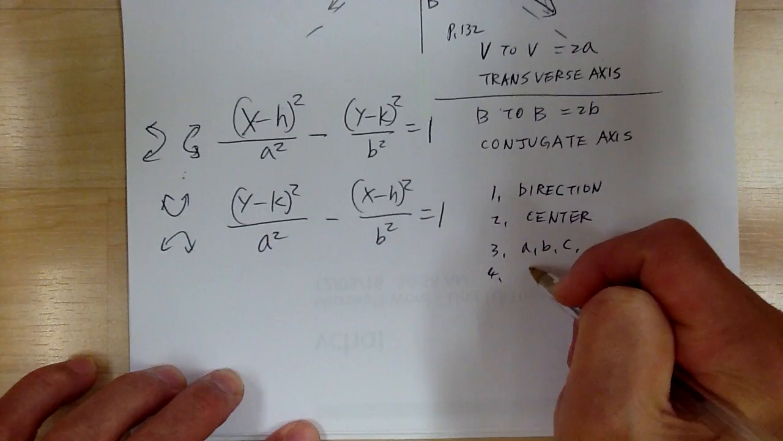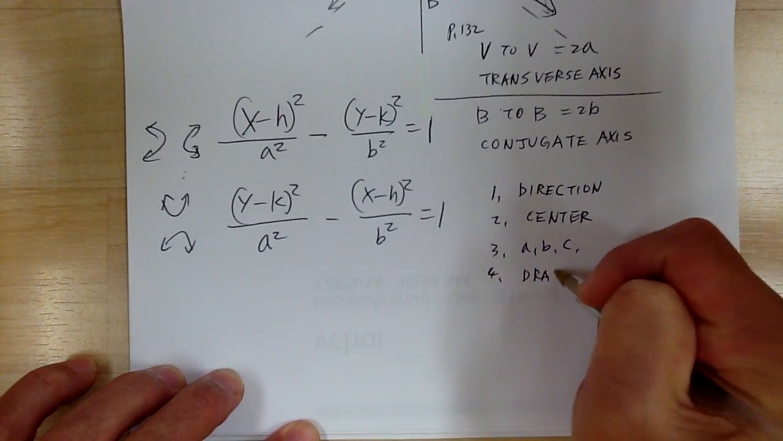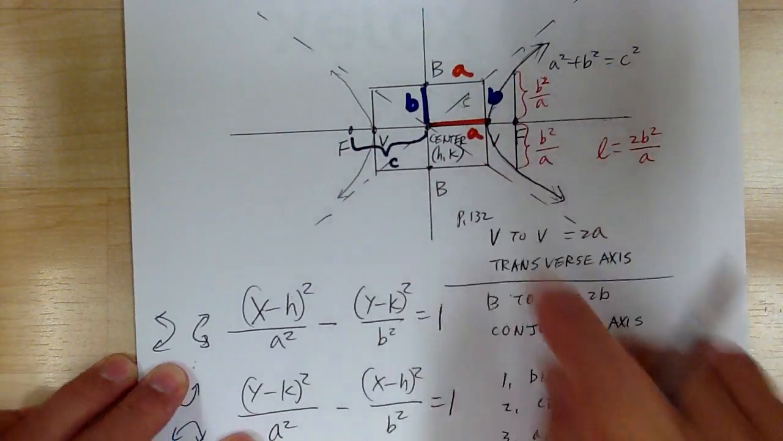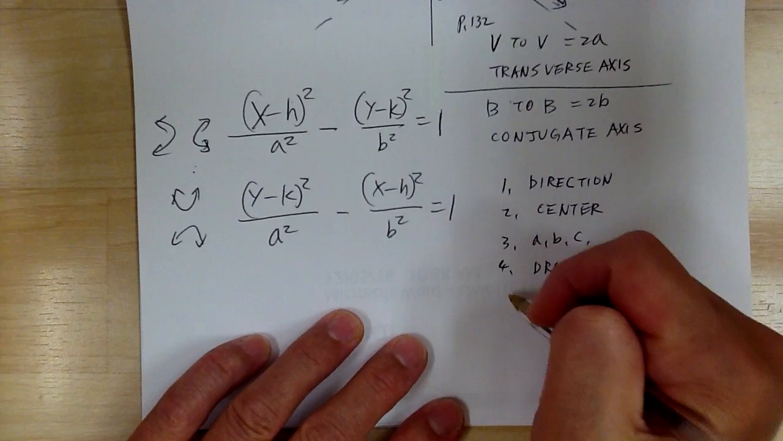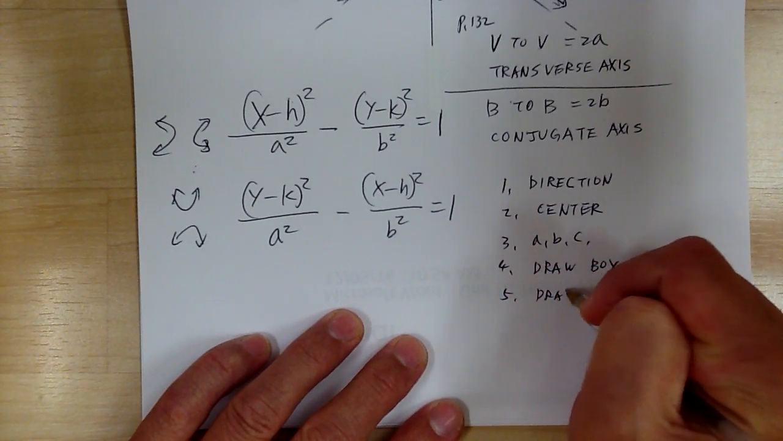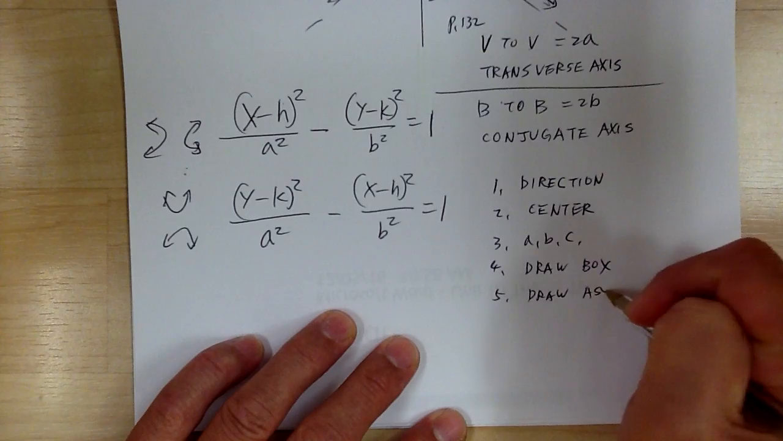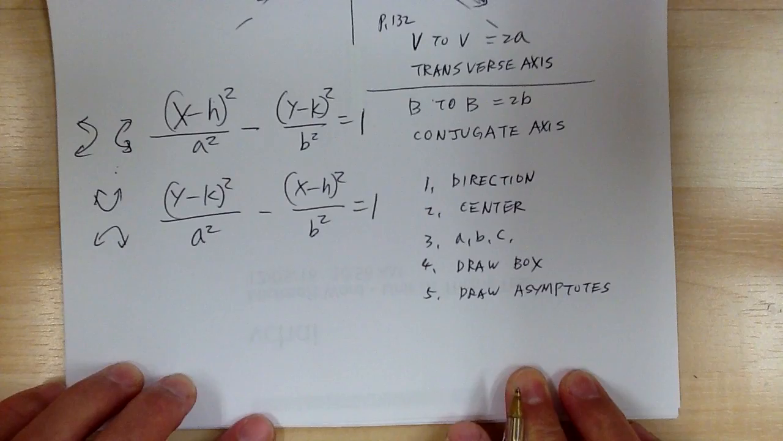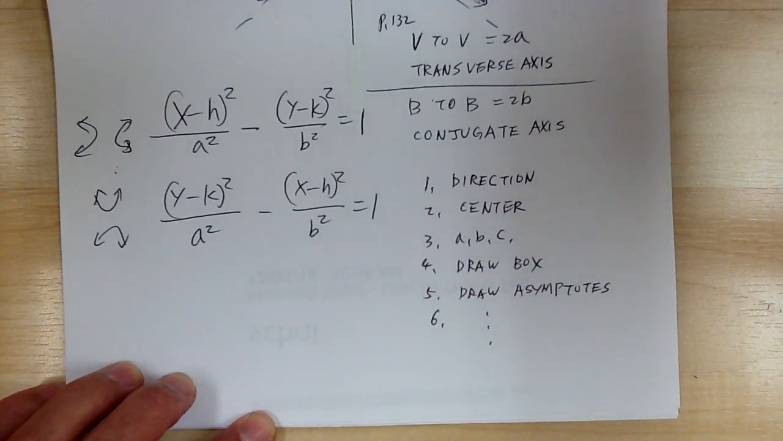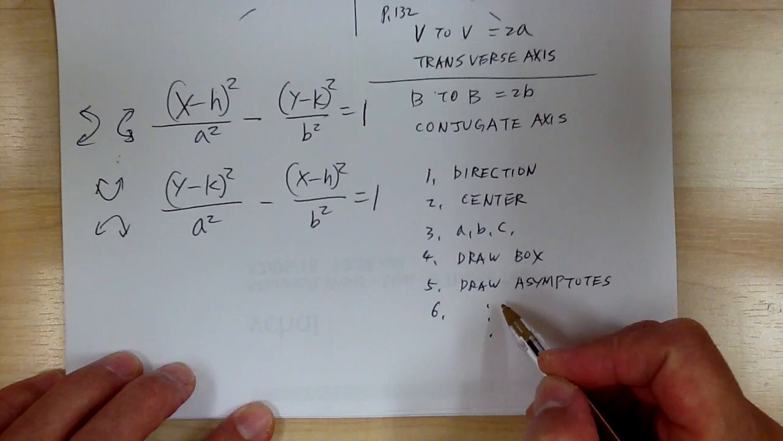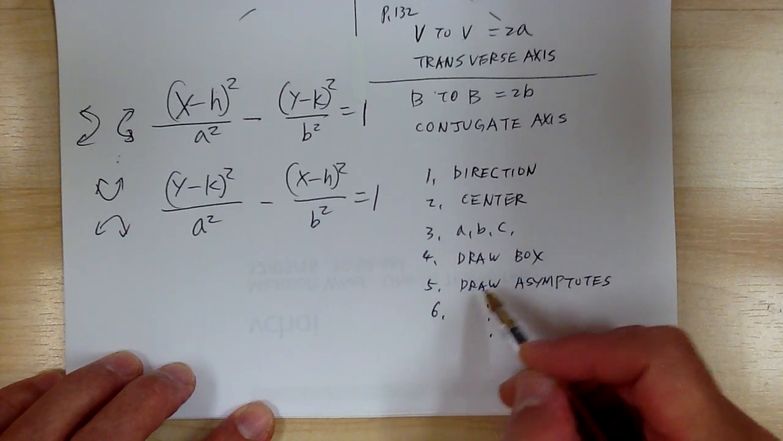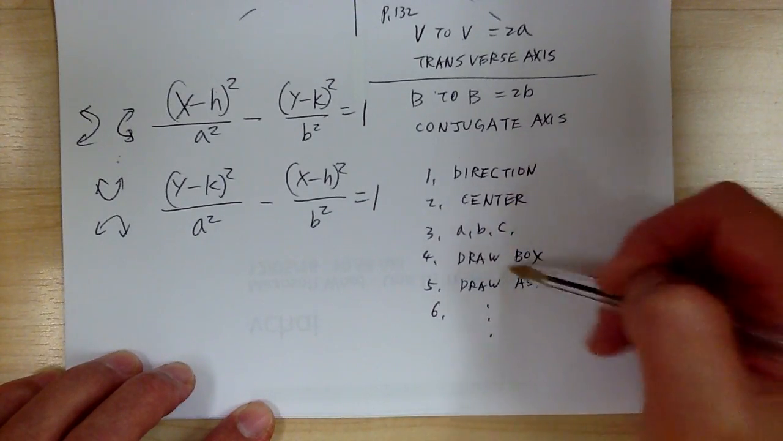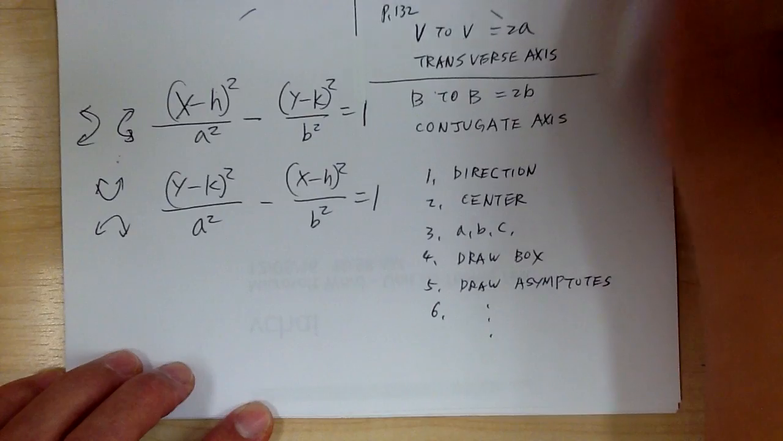And then for the hyperbola, you draw the box, this rectangle over here. Then after that, you draw the asymptotes. Then after that, you can do whatever else you need to do, whether it's plotting the foci, or labeling the foci, the vertices, or the B points. Whatever they need you to do, you do after that. But once you get these things done, it will help you figure out the rest of the stuff.